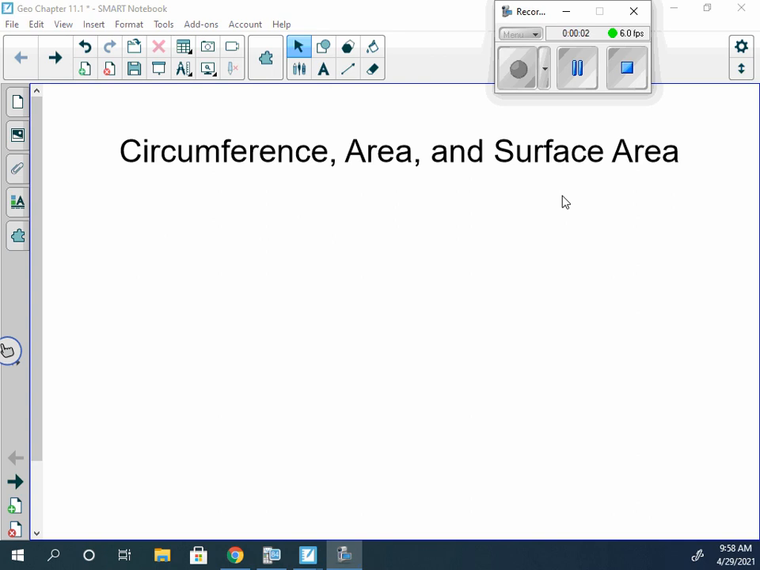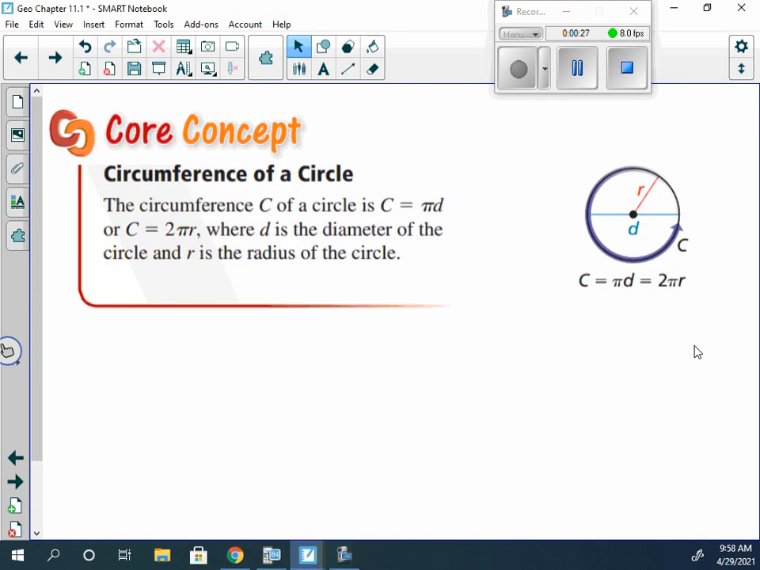We are starting the last chapter we are going to cover this year. It's going to be over circumference, area, and surface area. So we'll be talking about circles and other shapes. We're not just mainly talking about circles, but a good portion of this chapter will be circles and three-dimensional shapes. What we'll be talking about first, and today, is circumference and arc length.